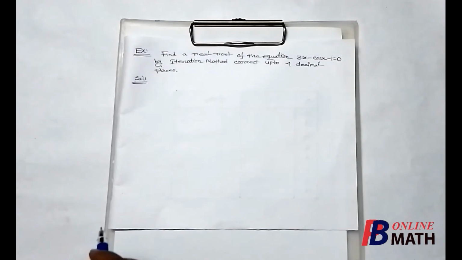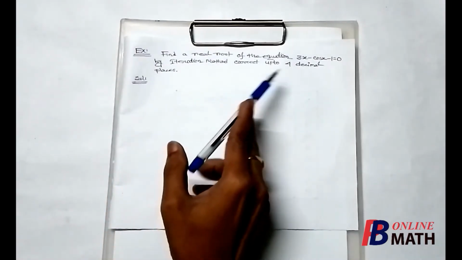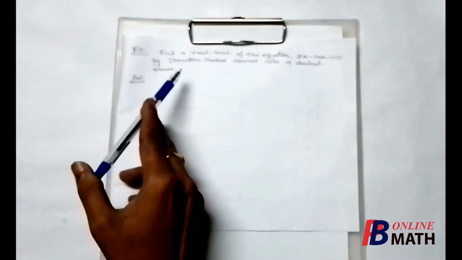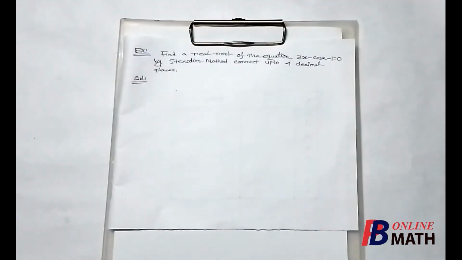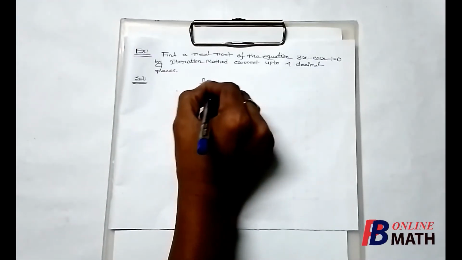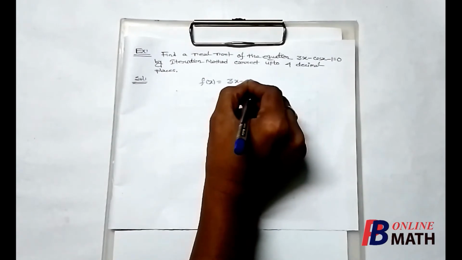We consider this problem. Find a real root of the equation 3x minus cosine x minus 1 equal to 0 by iteration method, correct up to 4 decimal places. So we shall solve this equation and find one real root by fixed point iteration method, correct up to 4 decimal places. For that it is given that f(x) equal to 3x minus cosine x minus 1.